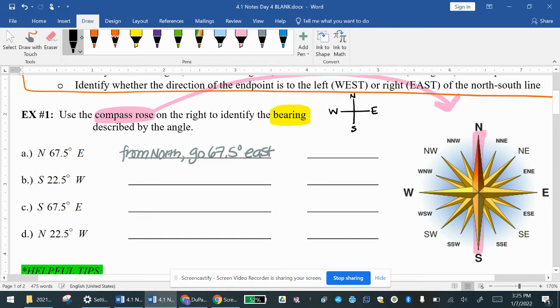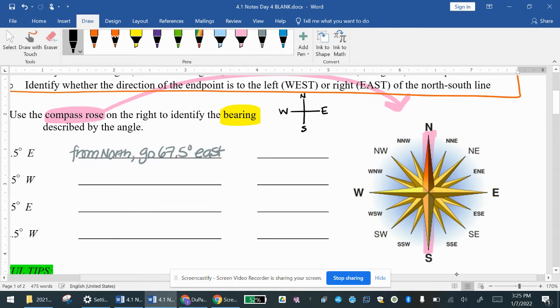67.5 degrees, okay? In a compass rose, each arm of the star, or each spike, is 22.5 degrees. So from the north, you're going to go 22.5. Another 22.5 would be 45. And then another 22.5 would finally give you that 67.5 degrees from the north going east. Okay. So if you notice, that lands on east, northeast. So the answer is east, northeast.